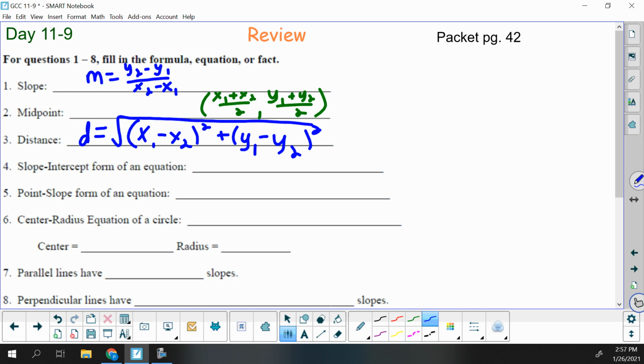Same idea in the slope. Just be consistent. Whatever y you pick to start out on the top, you should pick the x that goes with it on the bottom. Slope-intercept form of a line is just our y equals mx plus b. Point slope form of a line, we didn't use a ton in this unit, but we have y minus y1 is equal to our slope times x minus x1.